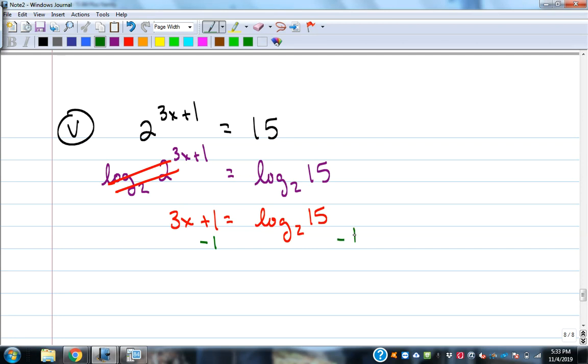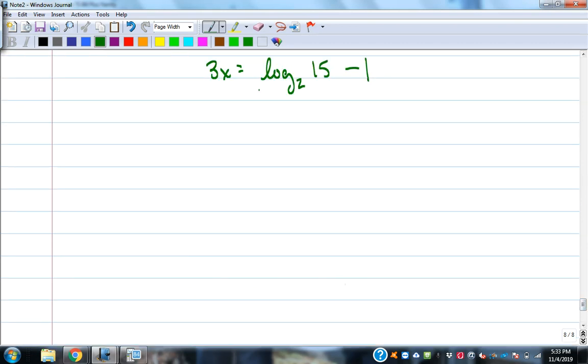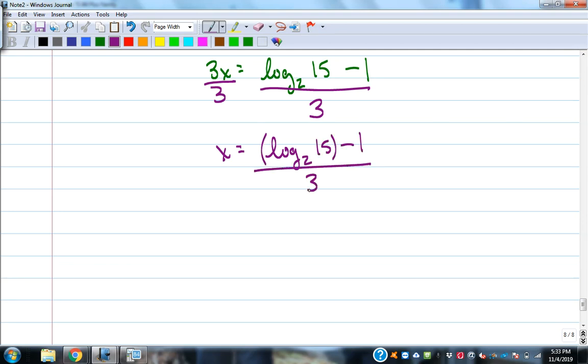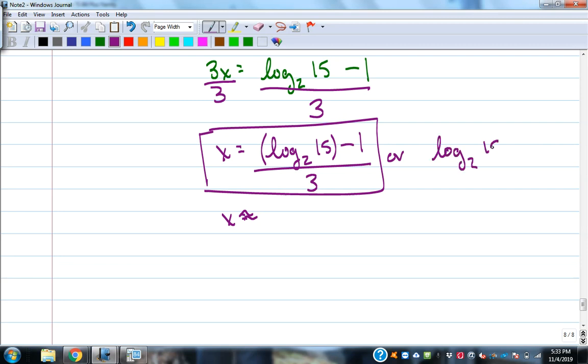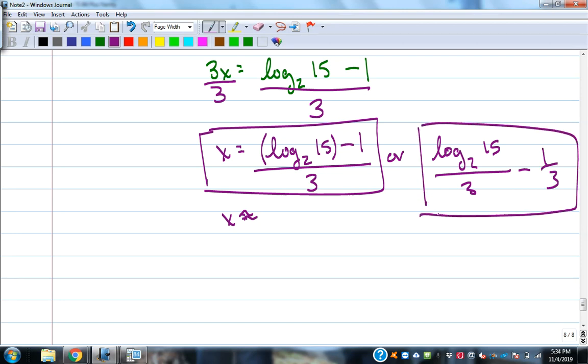I'm going to subtract 1. So it's going to be 3x is equal to log base 2 of 15 minus 1. And then the last step would be divide by 3. Divide both sides by 3. Log base 2 of 15 minus 1 over 3. So this is the exact solution. Or you could write it like this: log base 2 of 15 over 3 minus 1/3. Both of those ways are exactly the same. They mean the same thing.